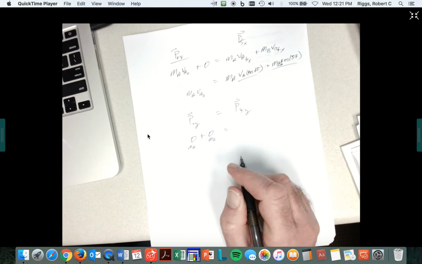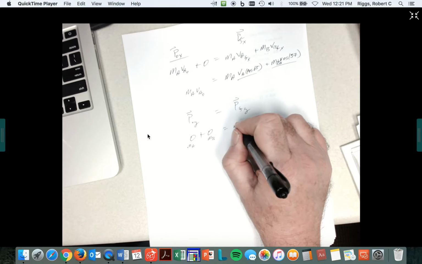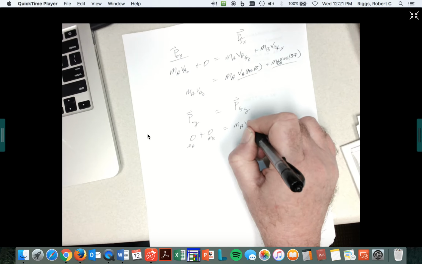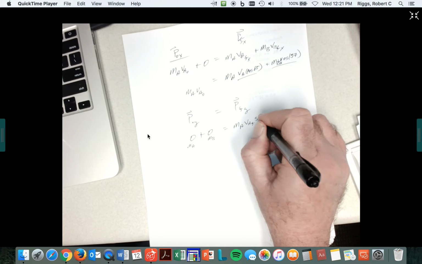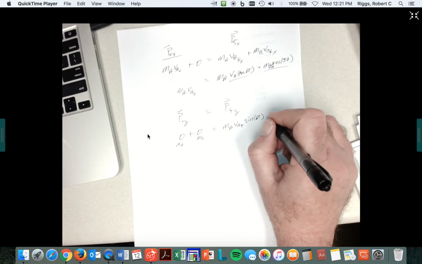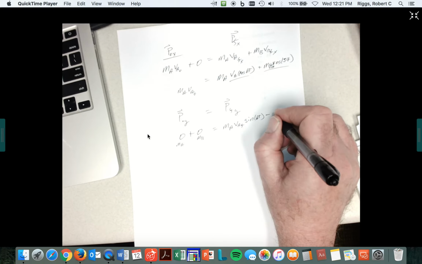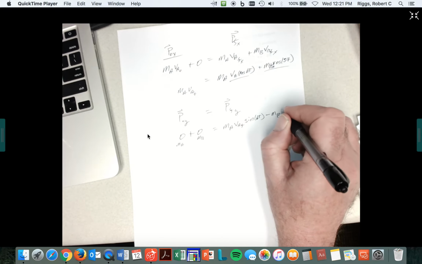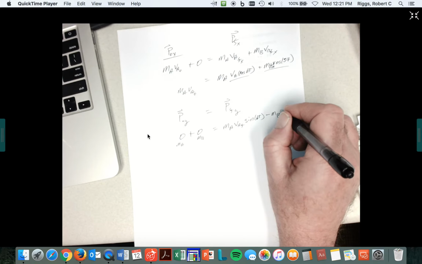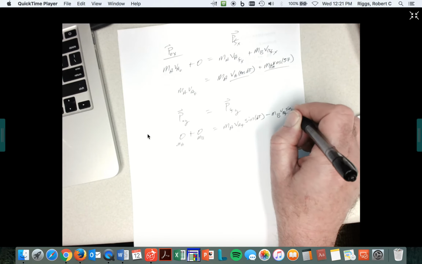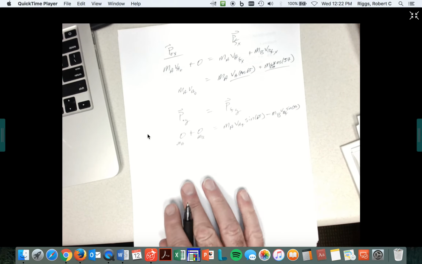Which will be equal to mass A times the velocity of A final times the sine of 65 minus MB times VB final times the sine of 37. Or I might have it backwards, but you get the gist.